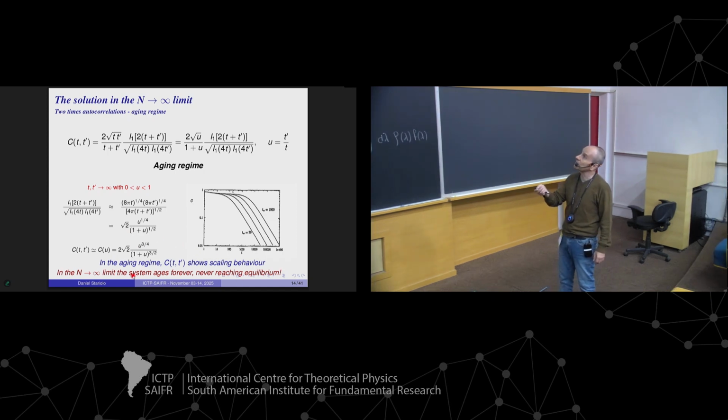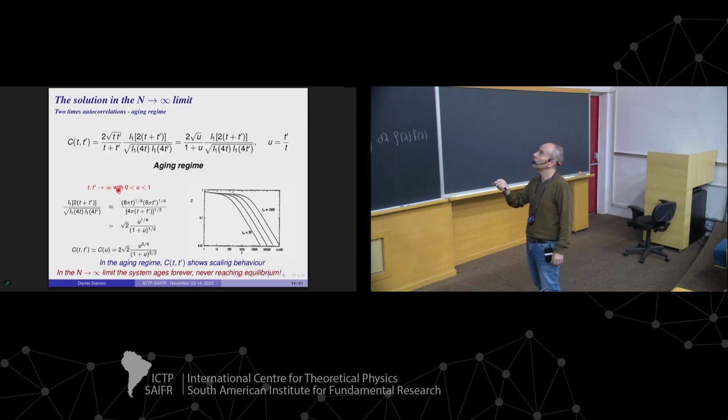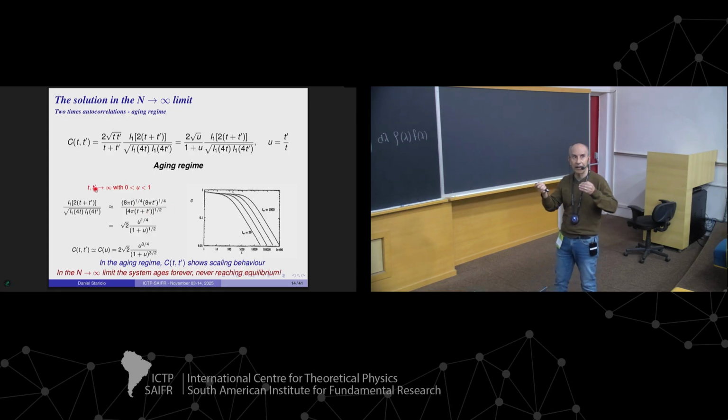Okay, so to finish today, let's see the aging regime. The aging regime is defined in this way. These are the time scales. Again, t and t prime are large, go to infinity, but u, that is the relation between t waiting and t, is between 0 and 1. So at each particular value of u, we will be defining a scale in times between t and t prime.